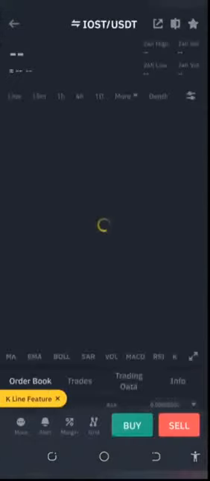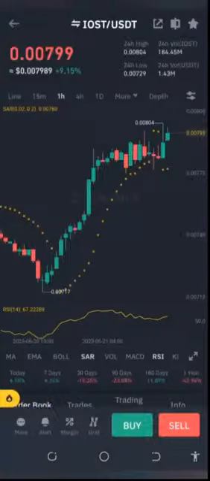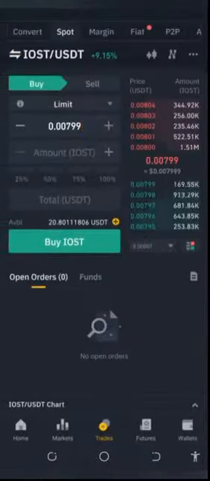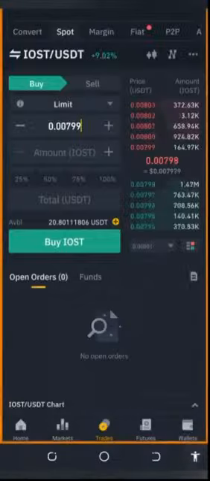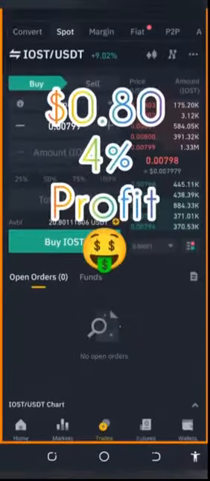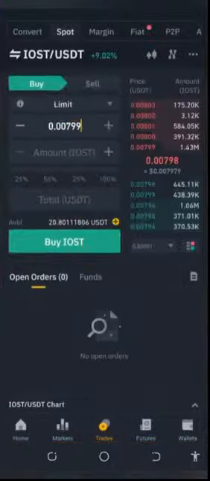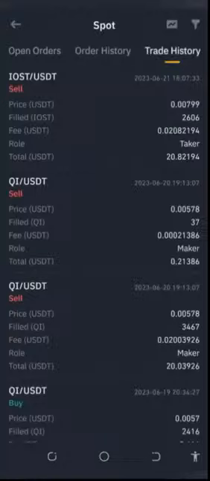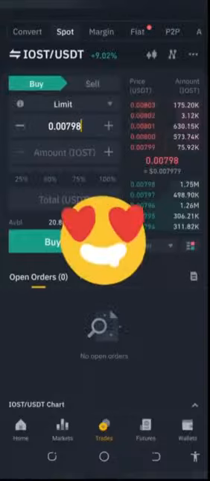Wow, what happened to IOST? It went all the way up. Look at this. Something actually happened. Wow, but that actually favored us, really, because now we've been able to make 80 cents over our $20. Oh my gosh, this is beautiful. Yeah, let's go and check what happened here. Okay, so we actually sold this to USDT. Wow, we sold the 2606 and we got 20.82. Oh my God, this is beautiful. I love this.